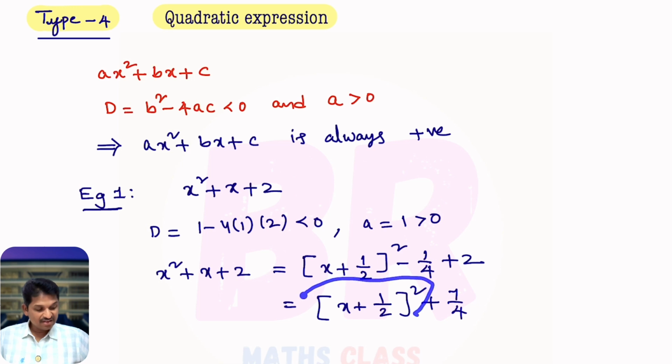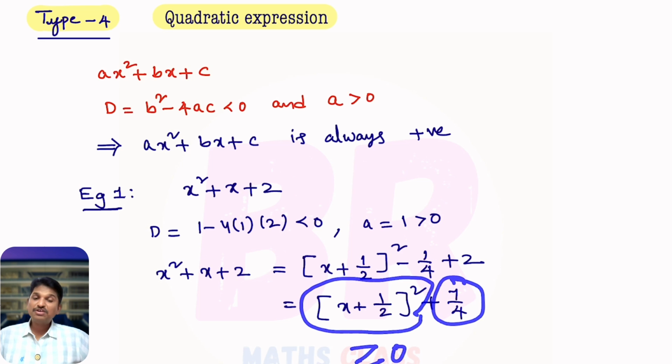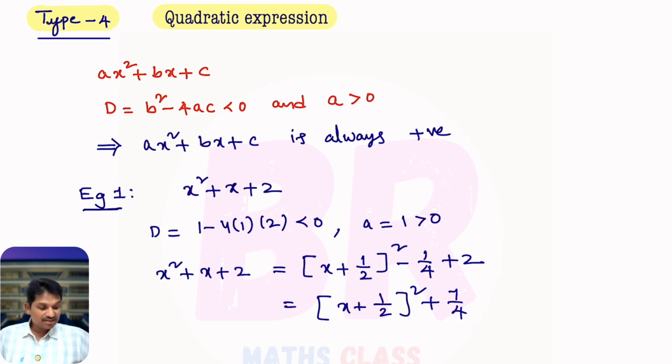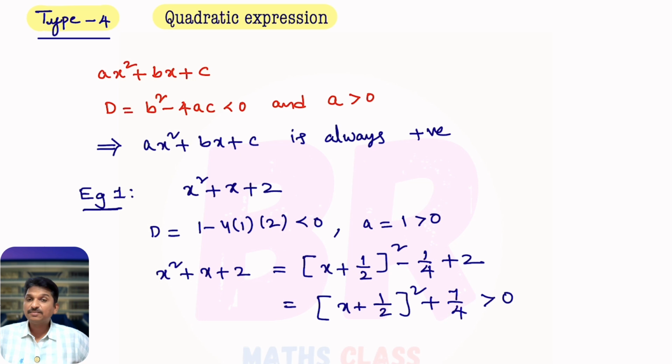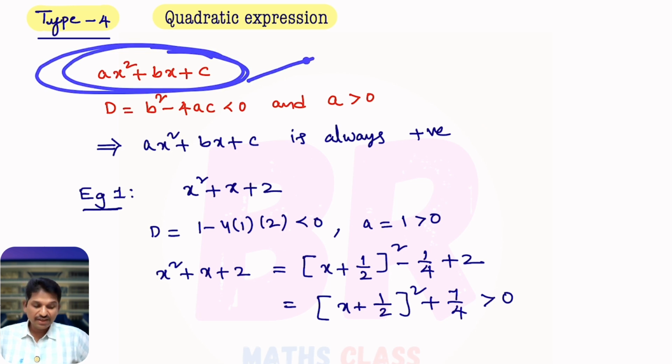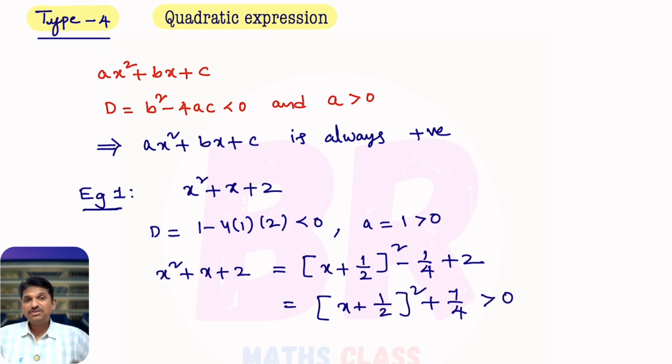As the square is there, this is clearly greater than or equal to 0, and plus 7 by 4, 7 by 4 is positive. This tells you that this expression is clearly greater than 0. Every time, no need to check like this. Whenever you take a quadratic expression ax square plus bx plus c, if discriminant is less than 0 and a is greater than 0, then this expression is clearly positive. When you know this expression is clearly positive or clearly negative, we can cross multiply. Because in inequalities, we cannot cross multiply very easily. You must know that the expression is positive or negative, right?